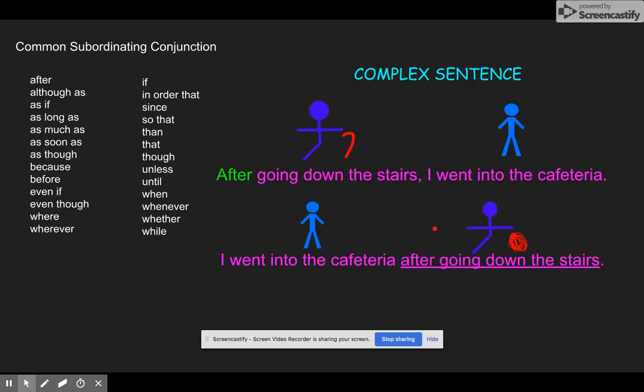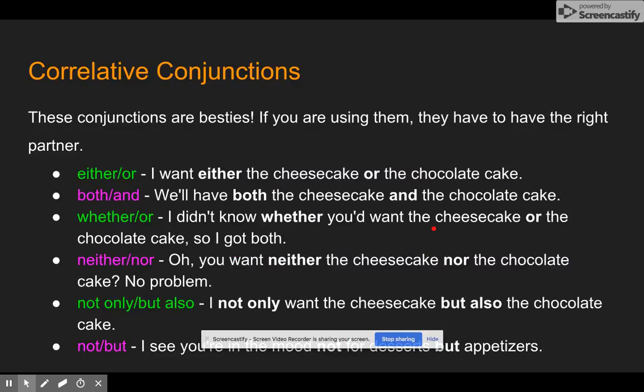And this week we added something new, correlative conjunctions. These are conjunctions that are paired together. They're partners. I call them little besties. And they have to be used correctly together in a sentence. So we have either/or, both/and, whether/or, neither/nor. You can see that some of these, like or, can be paired with either, or can be paired with whether. So some of them are used over again, but some have to be paired correctly.